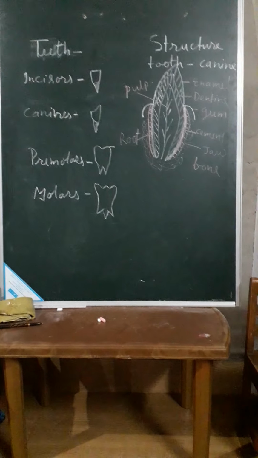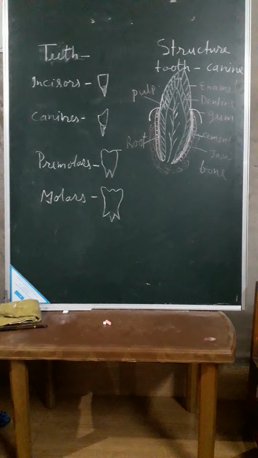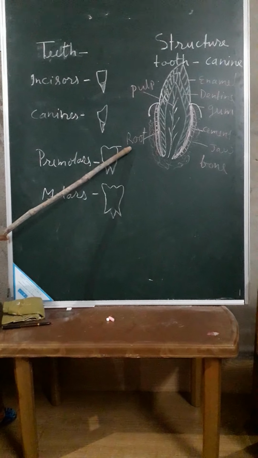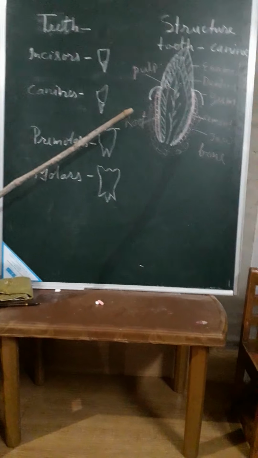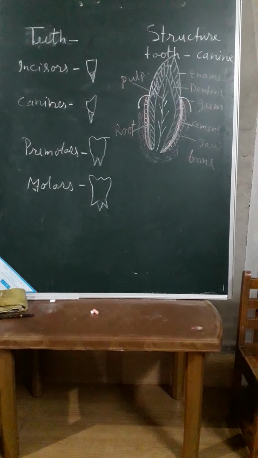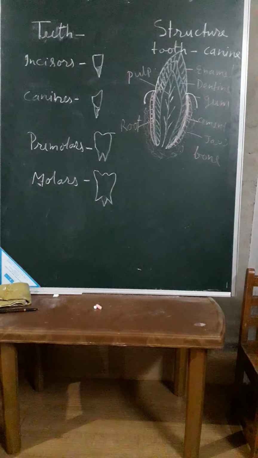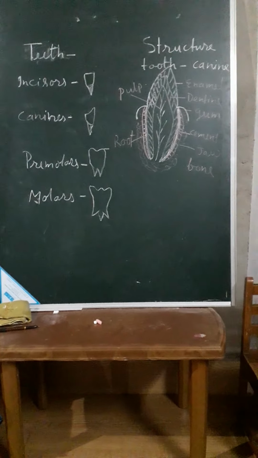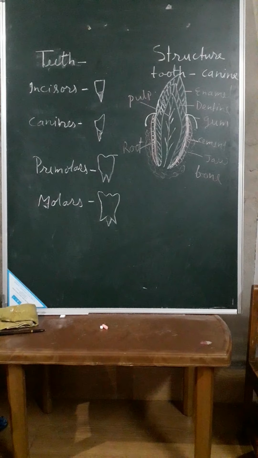So next we will see the structure of the tooth, incisor or canine. Here we are going to see the canine. The structure of the tooth is drawn here and I already sent the diagram of this, so kindly practice the diagram. The white part which can be seen above the gum is known as the crown. And the part below the crown, embedded in the jaw, is known as the root.